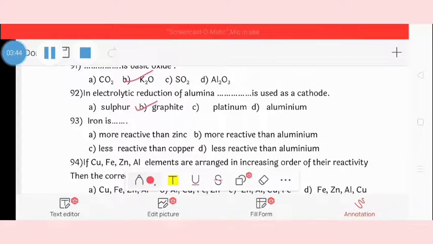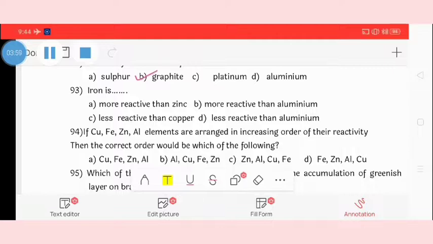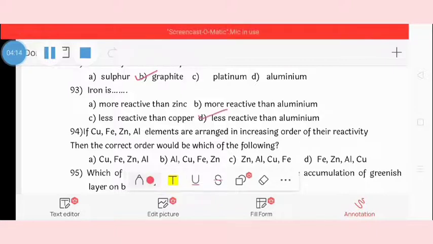In electrolytic reduction of aluminium, graphite is used as a cathode. Next, iron is. The options are more reactive than zinc, more reactive than aluminium, less reactive than copper, less reactive than aluminium. Iron is less reactive than aluminium. The correct option is option D.